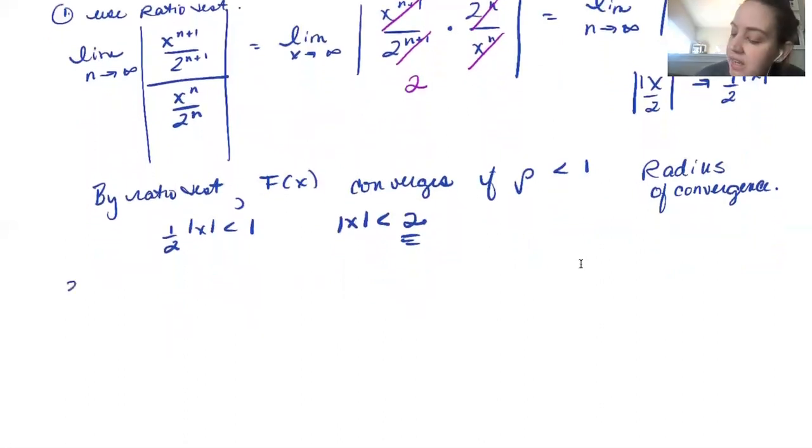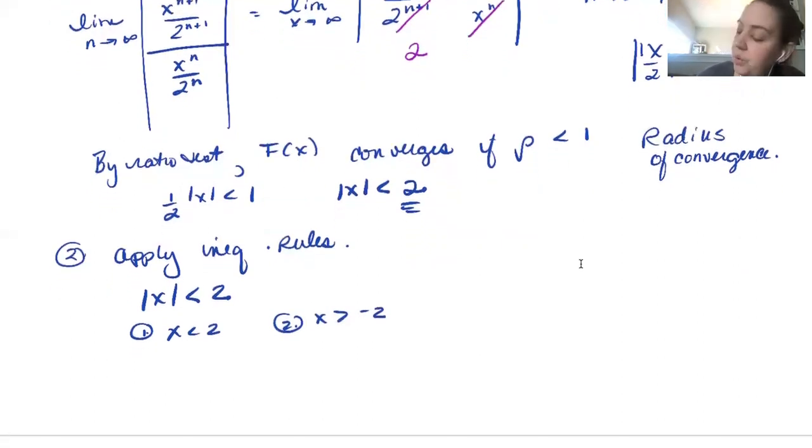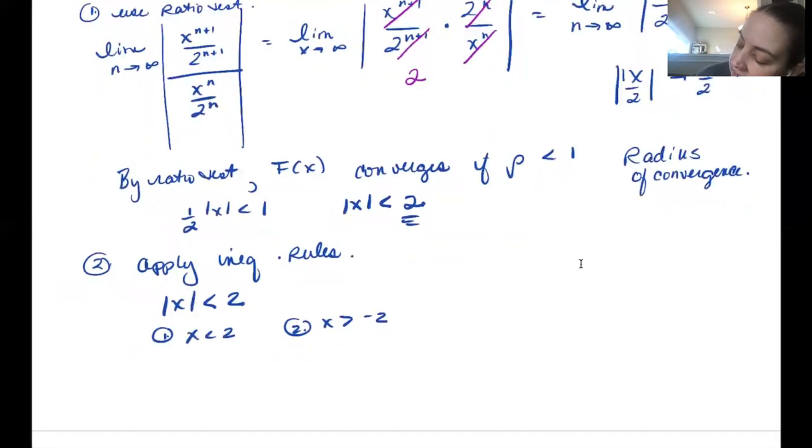So the second thing is to apply inequality rules. True story, this is absolutely what we're doing in Algebra 1 right now. So remember, absolute value of x is less than 2. You're really writing these twice if they're a little bit more complicated. x is less than 2, and then the other version is x is greater than -2. You have to flip the inequality and introduce the negative sign. So if you're thinking of combining these, -2 is less than x, which is less than 2.